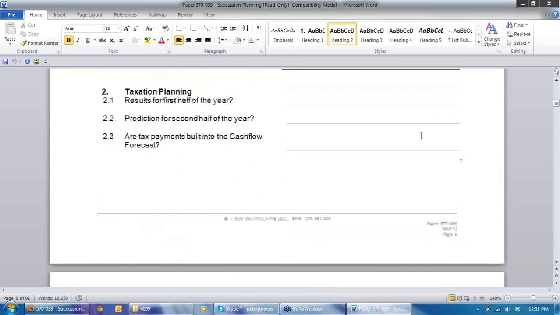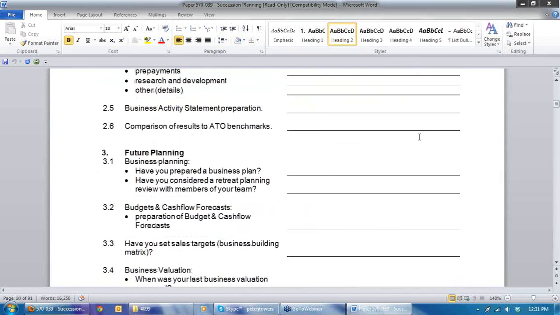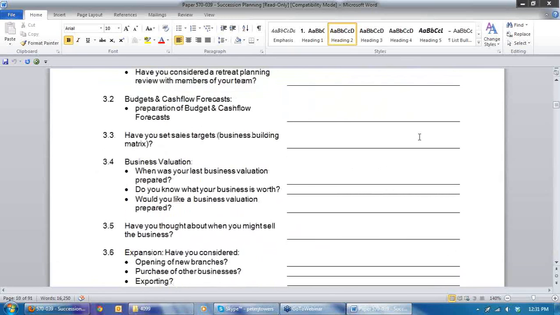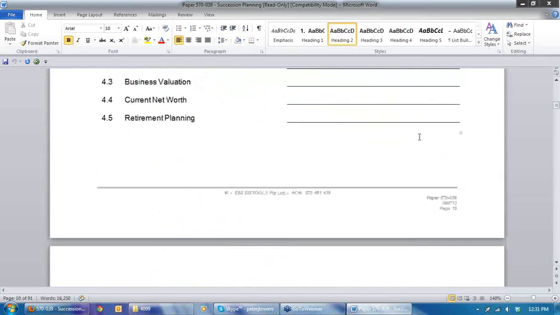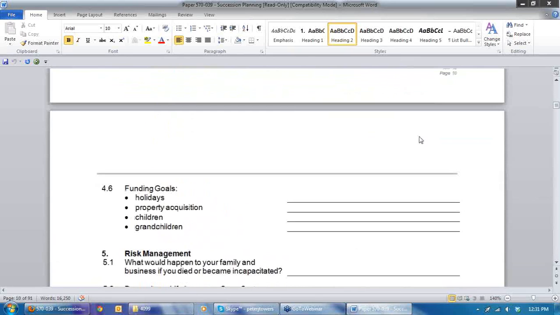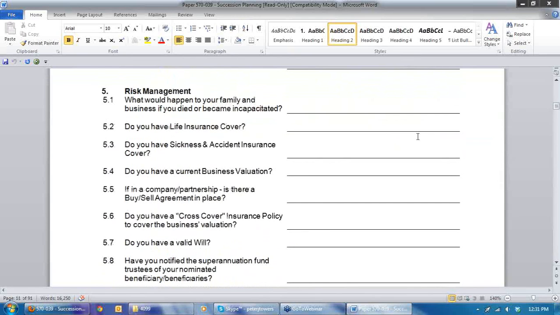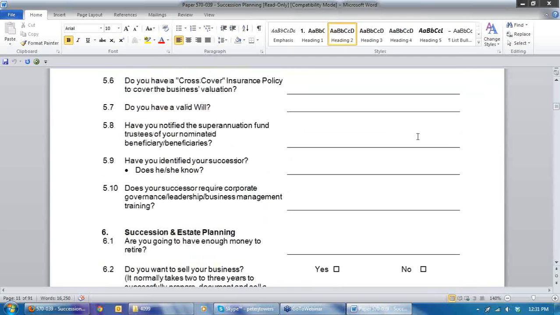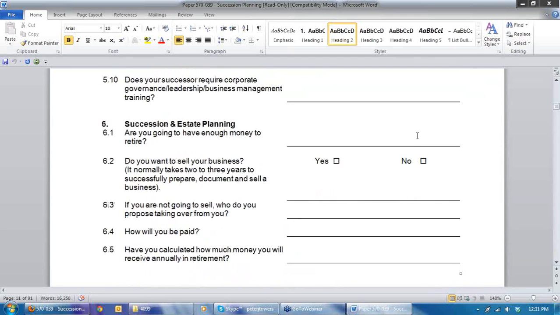And then we move into taxation planning. We're coming to succession planning, and then you'll be looking at some of the future planning, how the business is going, the valuation of the business. Have you thought you might want to sell? Then you go into wealth creation type areas. Now, you're not going to get answers to each one of these questions, but I believe what you're going to do is to start to get some comments by the client as to what they are looking for. And then we have particular questions on succession and estate planning.